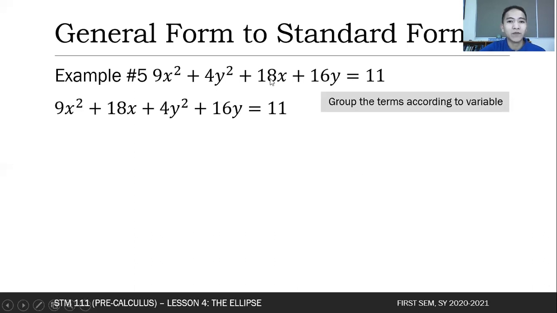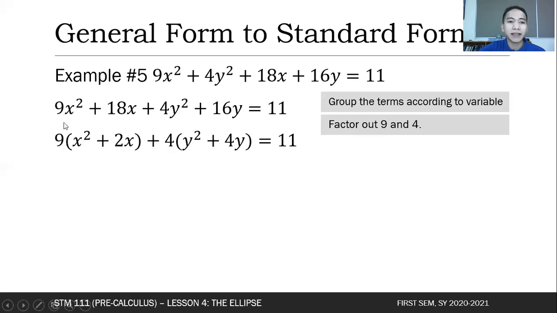Yan. So move lang 18x, move lang yung 4y squared. After that, we factor out 9 and 4. We factor out 9 from the x's and 4 from the y's. So it will result to this one. So 18 divided by 9 kasi factor out. So divide by 9, it's 2. Then factor out 4. 16 divided by 4 is 4.